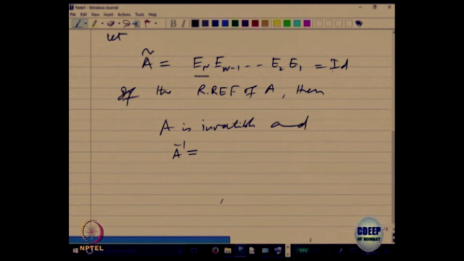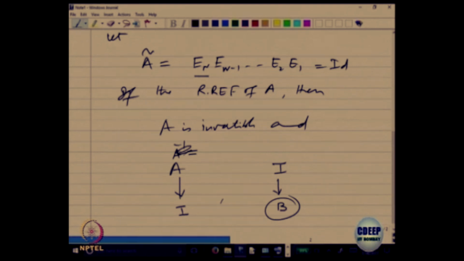That means what I should be doing is keeping A and the identity side by side, and going on doing row operations on A, the same row operations you keep on doing on the identity matrix, right? So A will change to the identity, and the identity will change to some matrix B. Then B is the inverse of A. That is what it tells us, right?